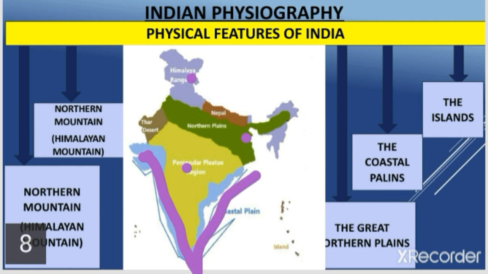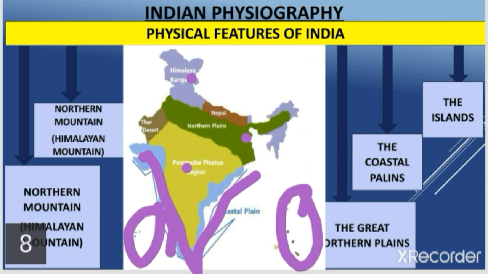And last one, the islands of India. These are the islands of India: Andaman and Nicobar, and this is Lakshadweep. These are the physical features of India.